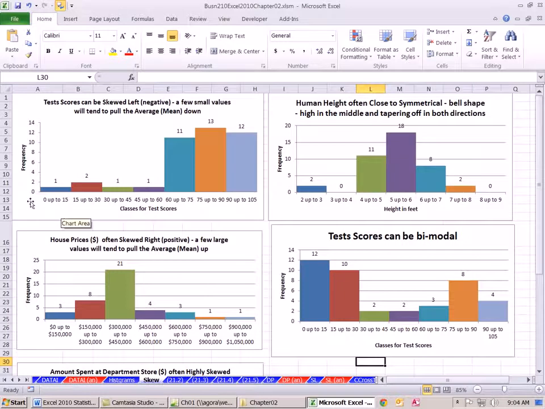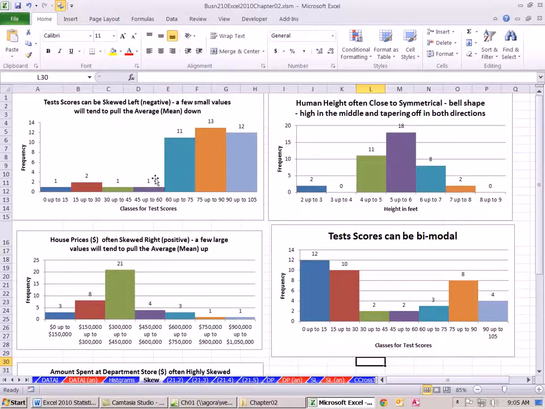Now, this kind of histogram, when we talk about skew, has a particular name. This is skewed to the left. It means there's a couple of really small values. Now, it says skew to the left or negative. You could call this negative skew. And here's the reason why.